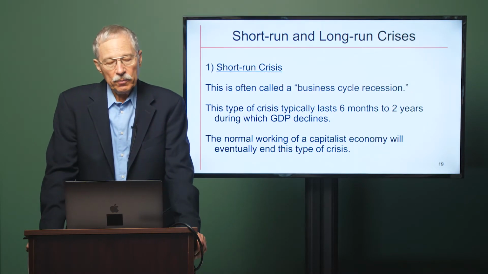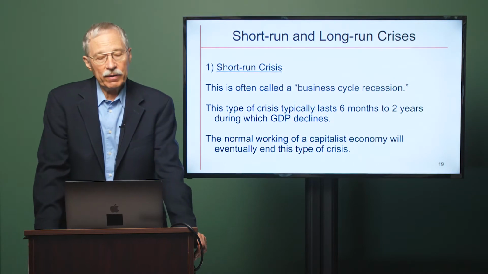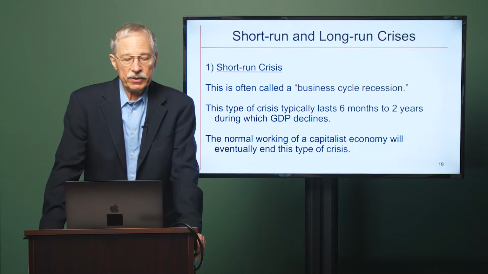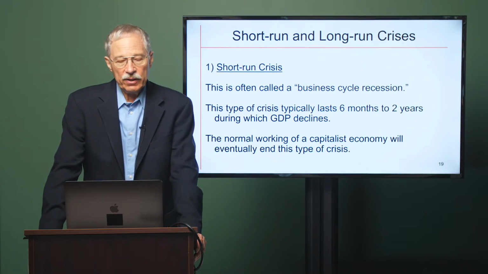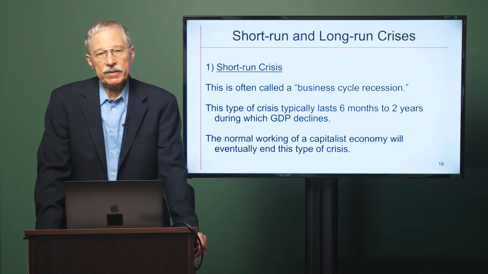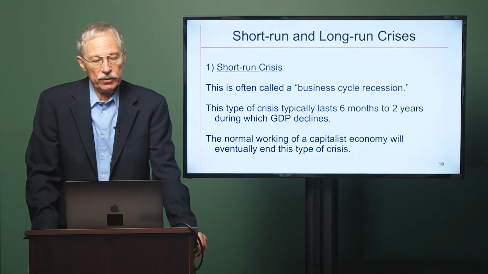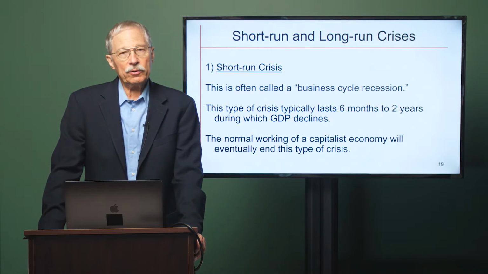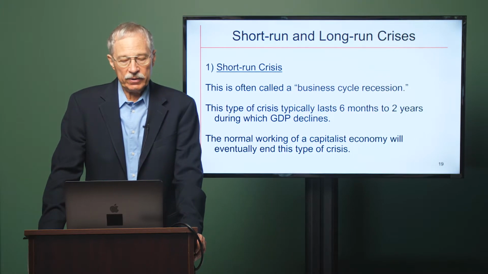Now, we recognize two different kinds of economic crisis, short run and long run. A short run crisis, as I just indicated, is often called a business cycle recession. This type of crisis typically lasts 6 months to 2 years, during which the gross domestic product, the total output of the economy, declines.